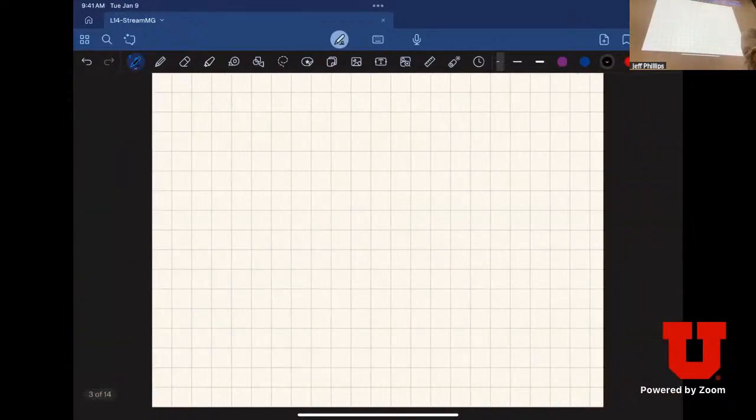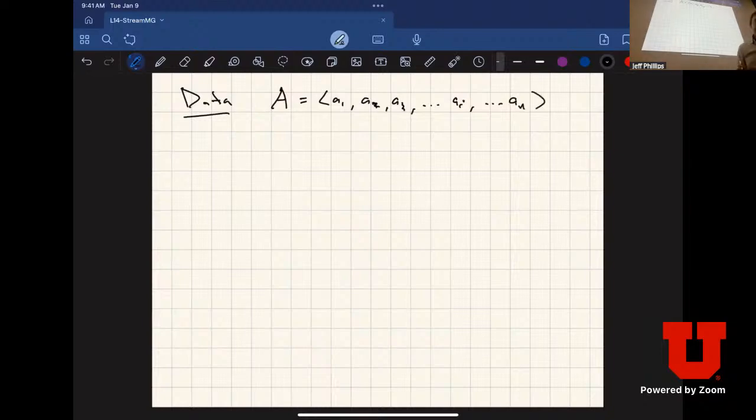Okay, so let me just think about this. We'll review this model again, and we'll go through an example. We'll think about our data. I'll call this A, and we'll say A1, A2, A3, up to Ai, and maybe up to An. And I'm going to say that in this example, each Ai is going to be a real value.